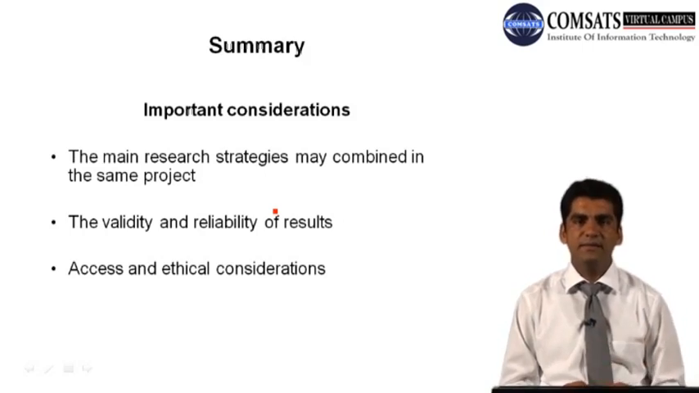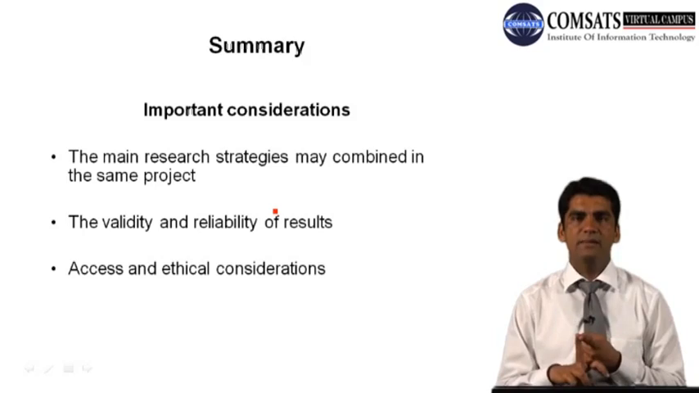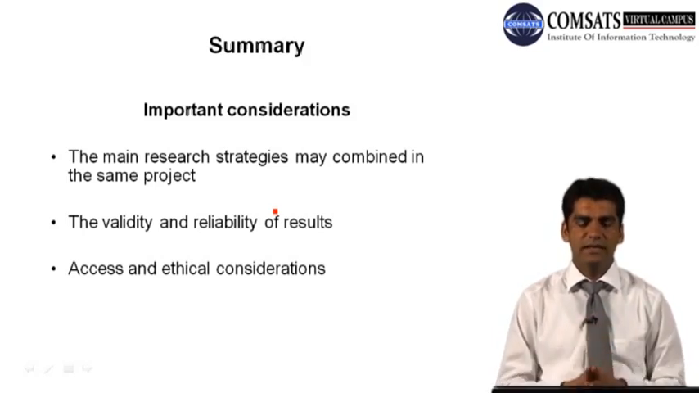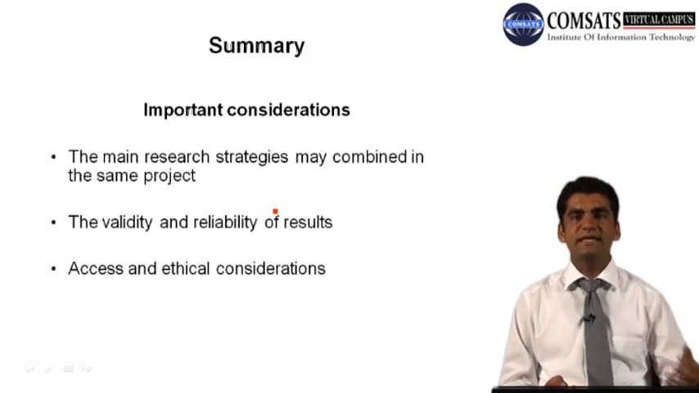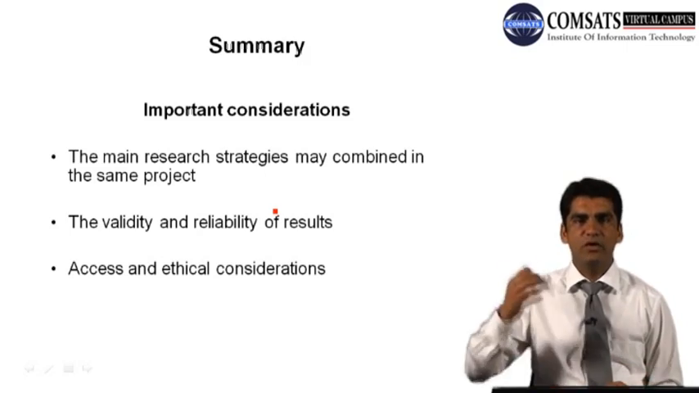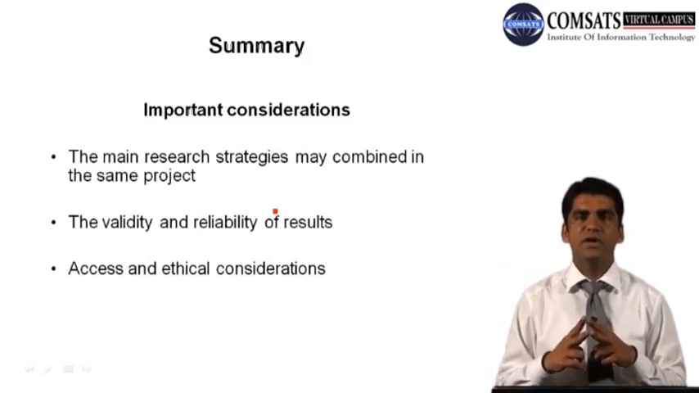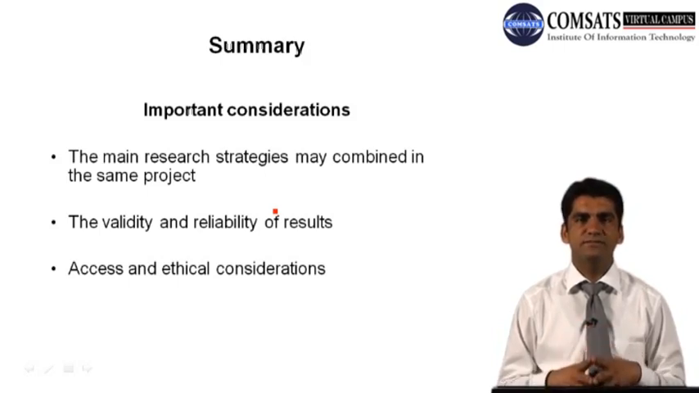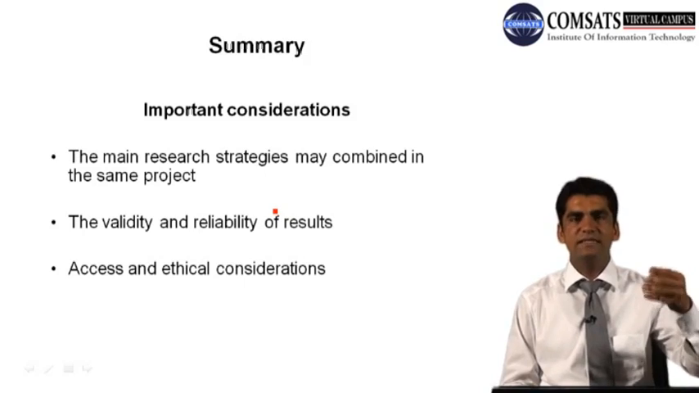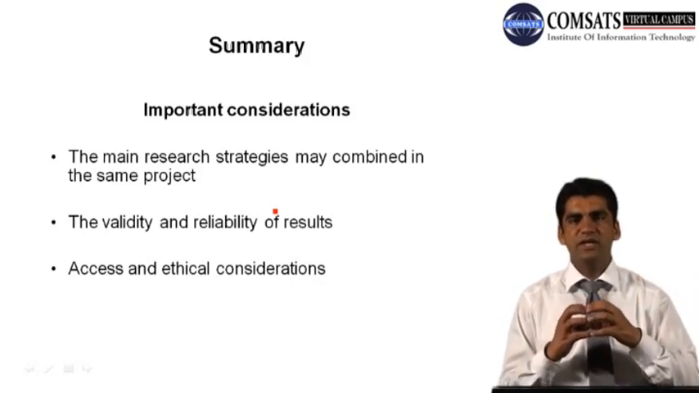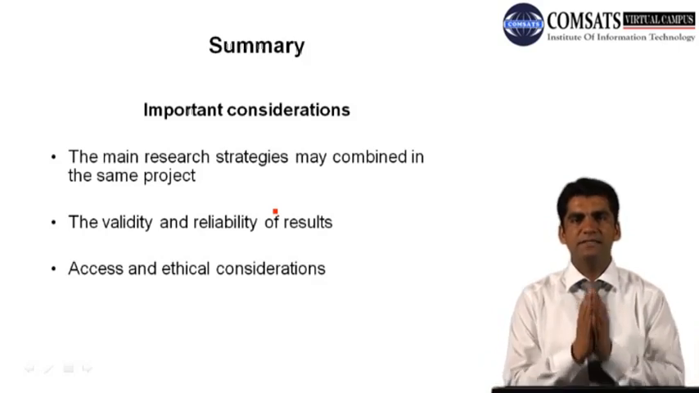And when you collect, interpret and analyze data, the data should be valid and reliable. The results that you conclude should be valid and reliable. Then there are access and ethical considerations: whether you can have access or not, whether others can have access or not, and whether you have ethically considered the points we discussed, that it should not harm the informant, should not be politically or socially sensitive, and should not give any disadvantage to the informants or observers on whom you are doing your research. So there are three important things: validity and reliability, access and ethical considerations, and one very important thing is that various research strategies can be combined in the same research project. I stop here. I thank you very much.